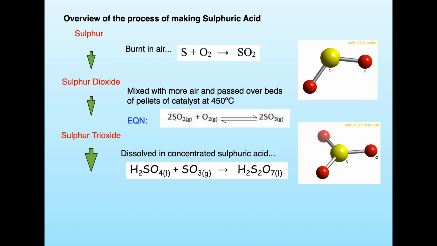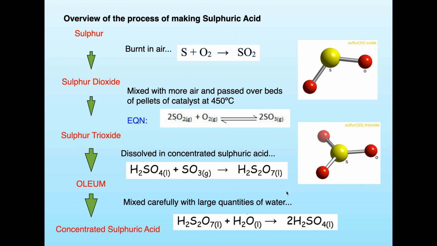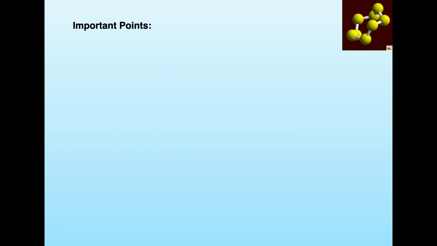So you make some sulfur trioxide, you dissolve that in concentrated sulfuric acid to make this, our funny named oleum, sometimes called fuming sulfur trioxide. And then we mix that with large quantities of water, so we don't get any explosions, to produce concentrated sulfuric acid. Okay, that's the process you need to know.